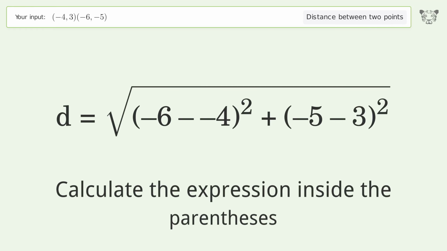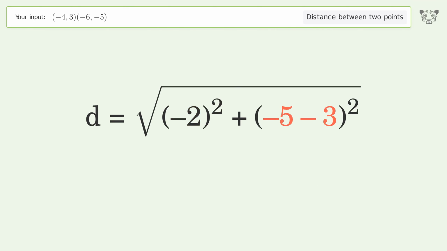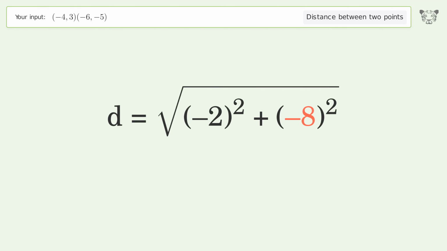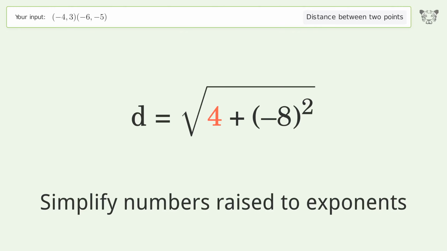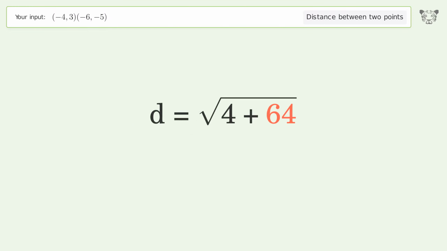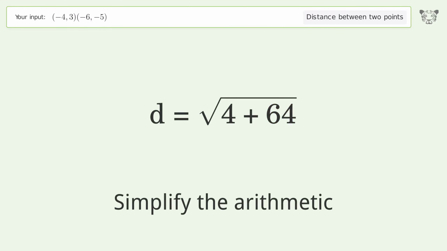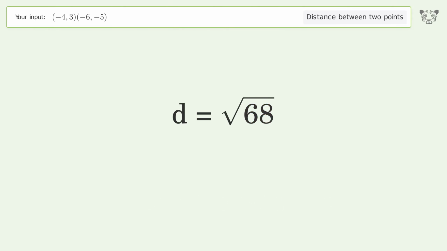Calculate the expression inside the parentheses. Simplify numbers raised to exponents. Simplify the arithmetic. And so the distance between the 2 points is the square root of 68, or 8.246.